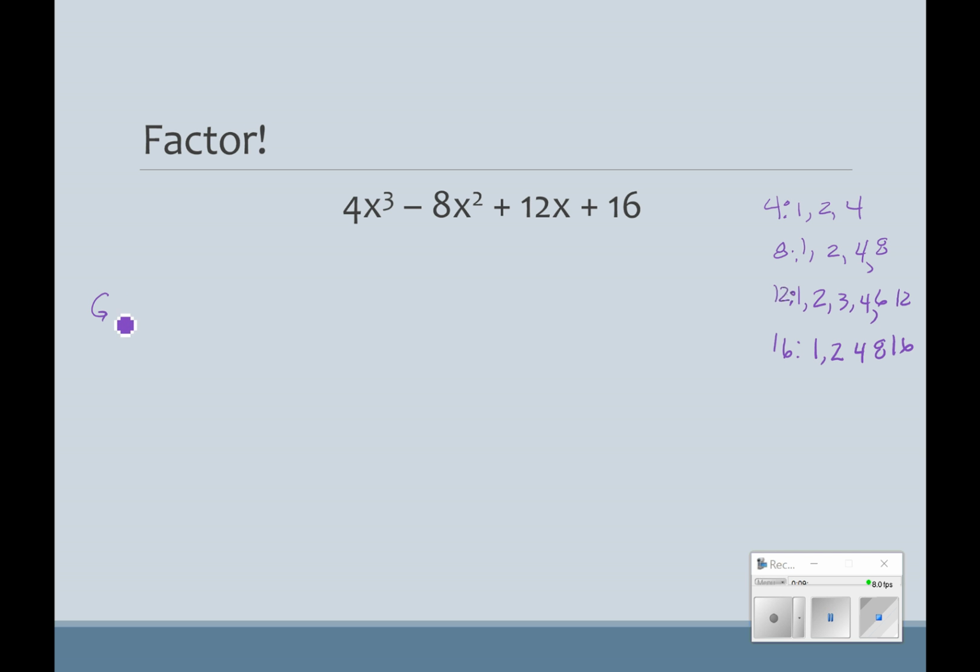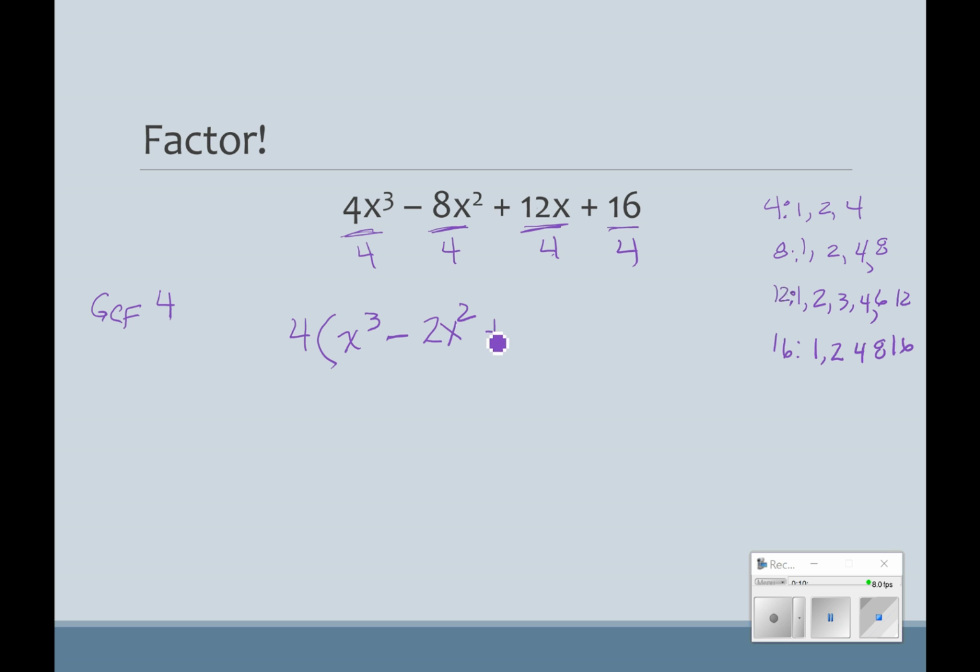So my greatest common factor is 4. Now, this first term has an x, this term has an x, this term has an x, but the 16 doesn't. So x is not part of our greatest common factor. So our greatest common factor is just 4, and we're going to divide everything by that, pull it out in front. 4 divided by 4, now our variables are going to stay the same. 4 divided by 4 is 1, so I get x cubed minus 8 divided by 4 is 2.